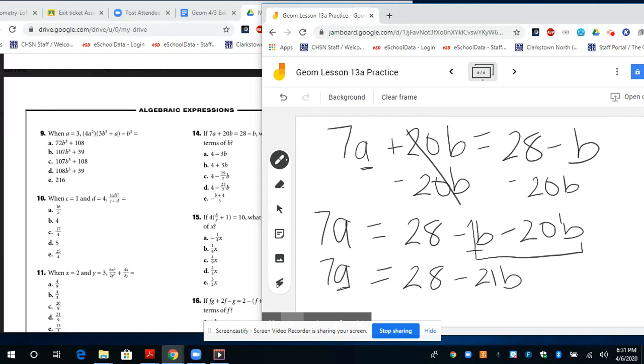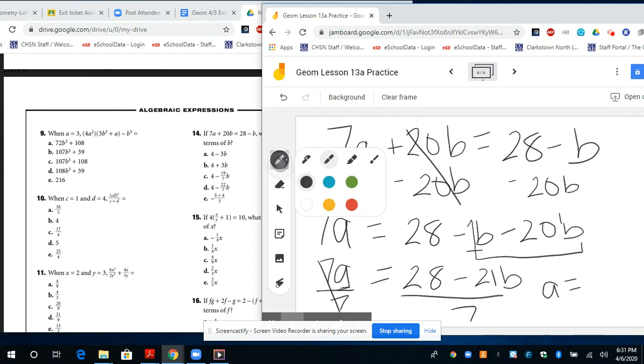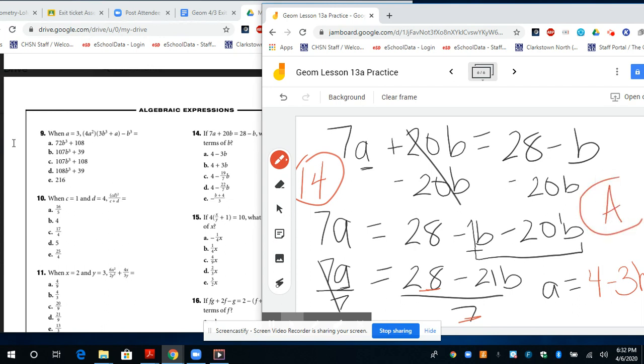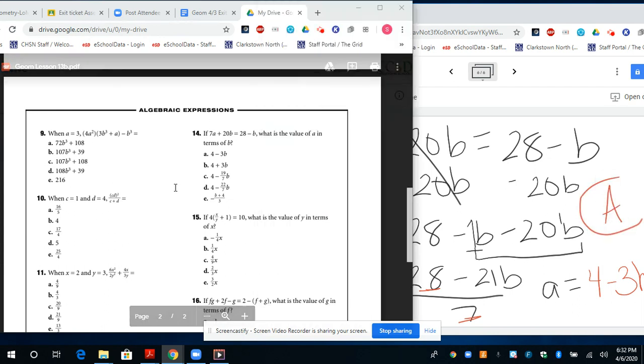And then how do I get A by itself? This operation, when they're connected, is multiplication, so the opposite is division. So you're dividing that whole thing by 7, so you get A equals, and 7 actually goes nicely into both these numbers, right? 28 divided by 7 gives us 4 minus, and then 21 divided by 7 is 3, and you're left with that B. So the answer for number 14, and this is the work you should show me, is 4 minus 3B, which is choice A. Okay, so when it says in terms of B, what is the value of A? You're solving for A. You're isolating A.